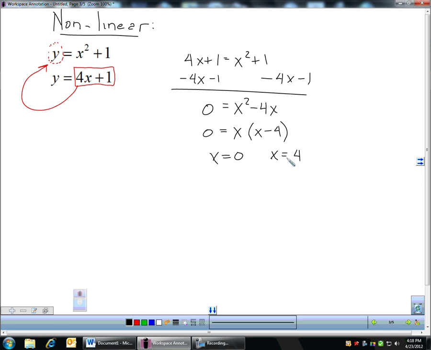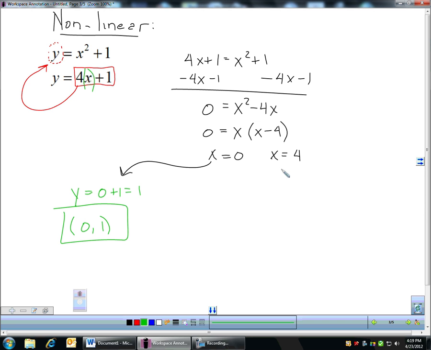And now we have 2 solutions, and we have to find the y that goes along with each one of these. So when x is 0, I'll come over here. If x is 0, we can plug it in anywhere. I'll plug it into x right here, and y is going to be 4 times 0, which is 0, plus 1, and you get y to be 1. So we have one solution. When x was 0, y was 1.